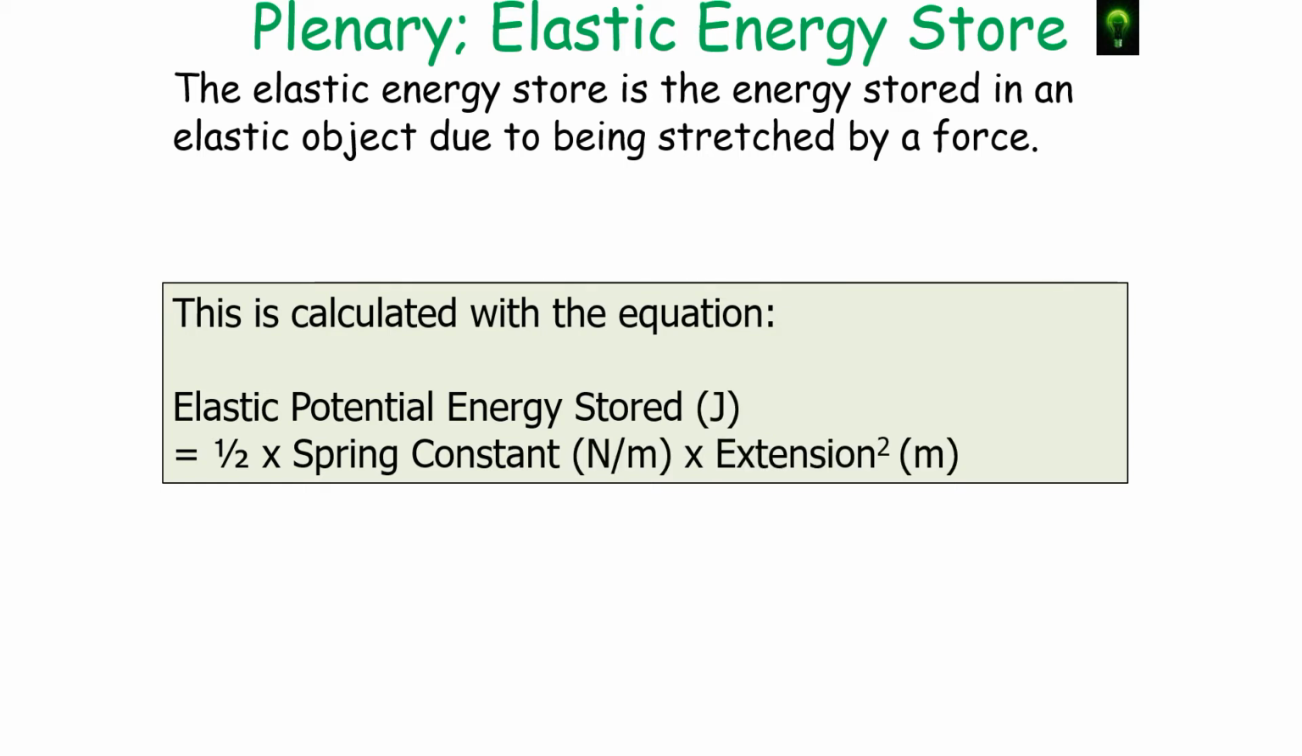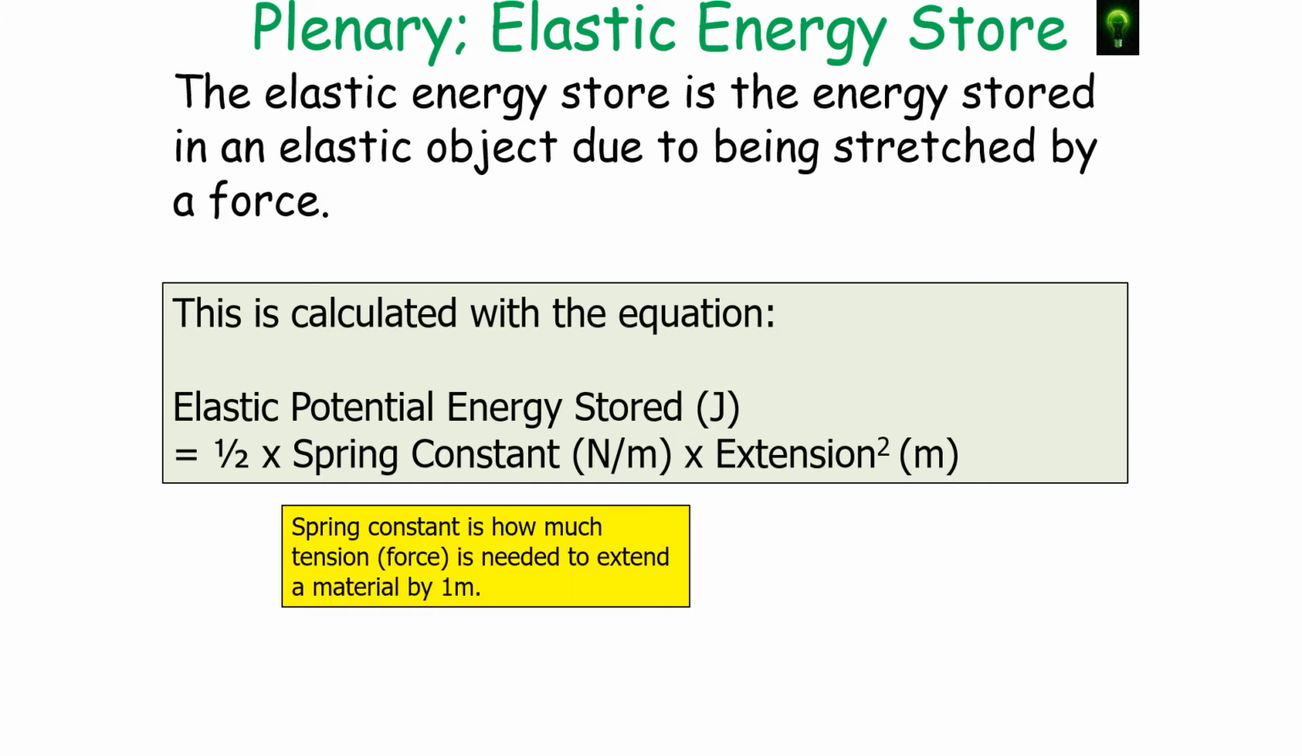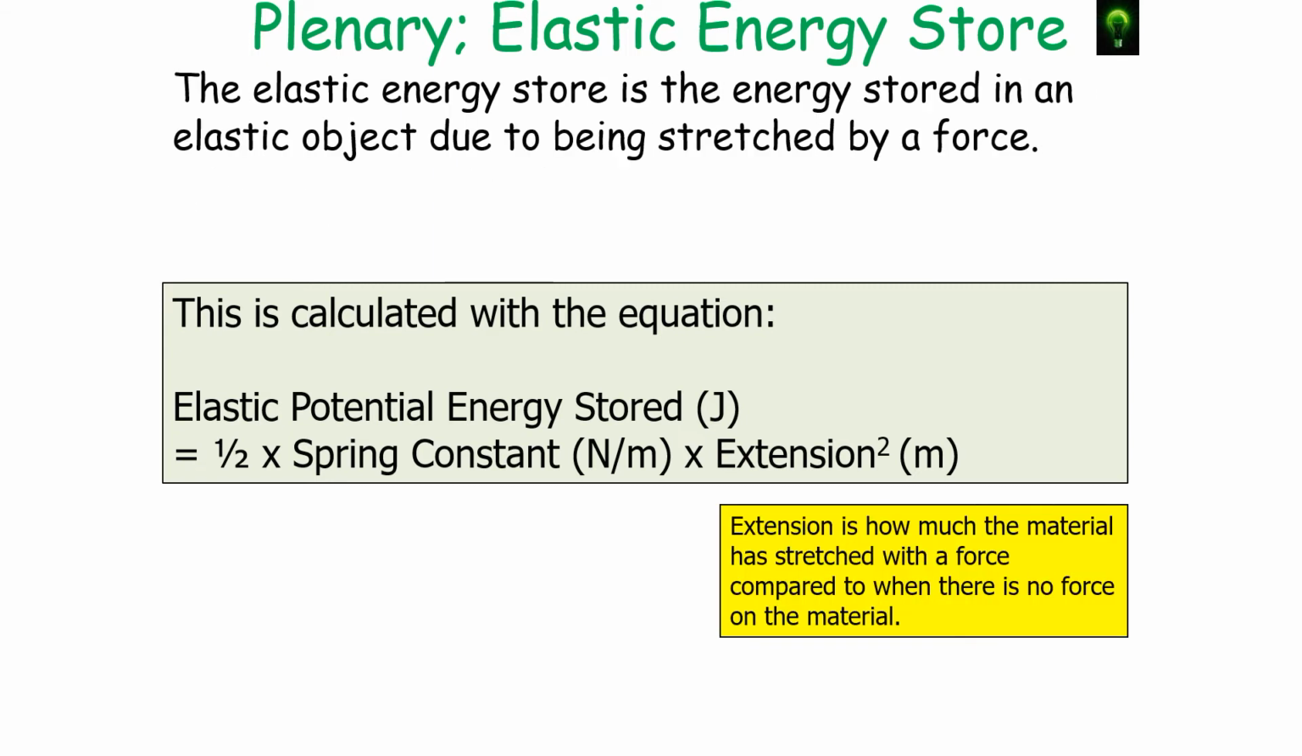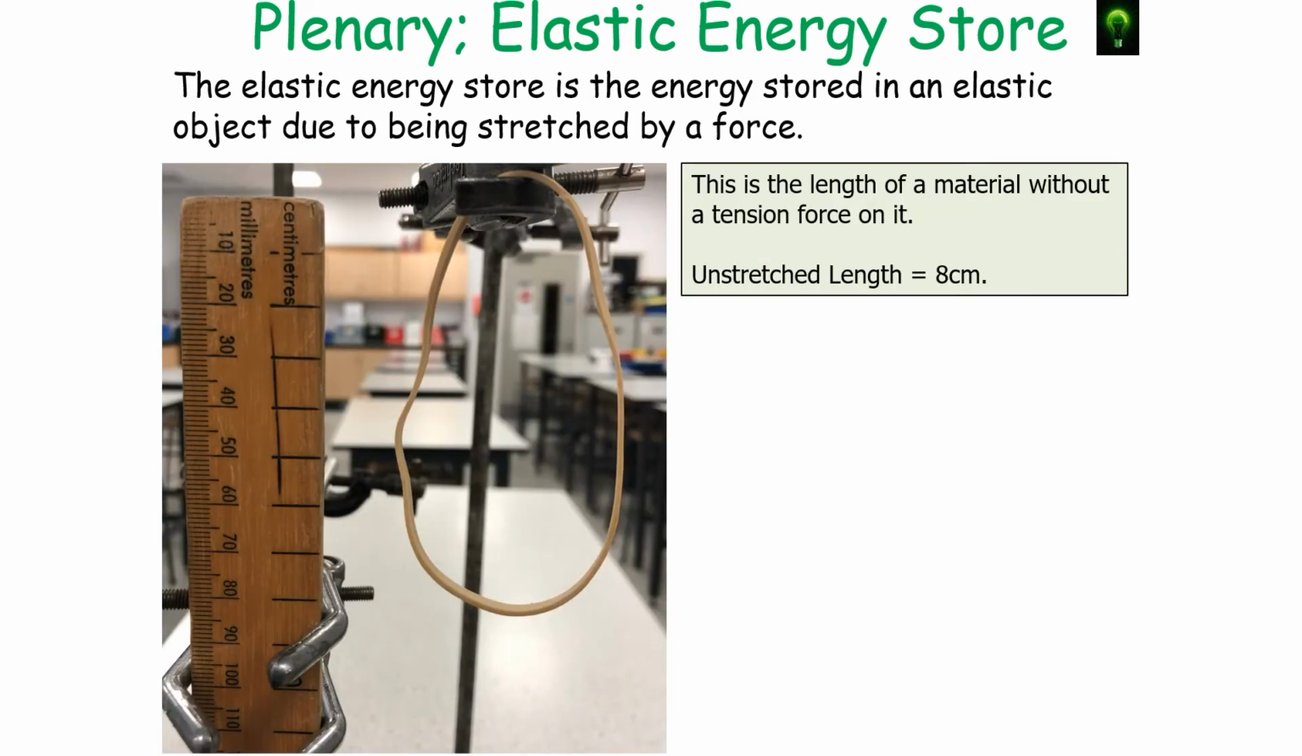It's important to note elastic potential energy is measured in joules, spring constant is measured in newtons per meter, and extension is measured in meters. The spring constant is how much tension, how much stretching force, is needed to extend a material by 1 meter. The extension is how much the material has stretched with the force compared to when there's no force on the material.